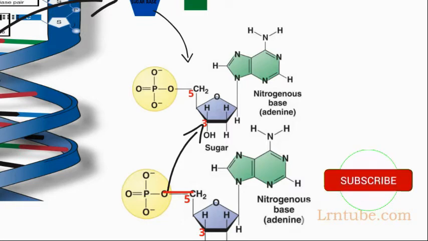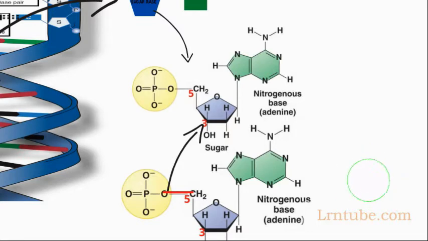These bonds are called phosphodiester bonds, and the sugar-phosphate backbone is described as extending or growing in the 5 to 3 direction when the molecule is synthesized. Phosphates carry a negative charge, thus DNA and RNA strands have an overall negative charge.